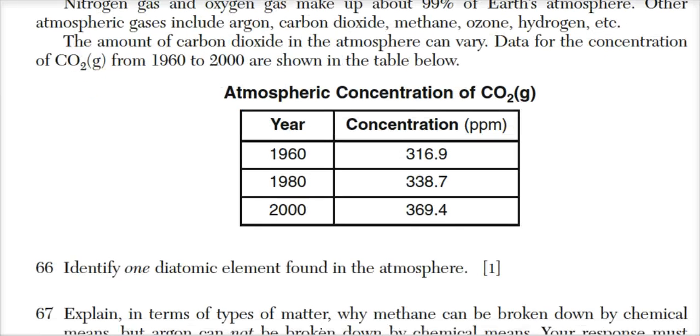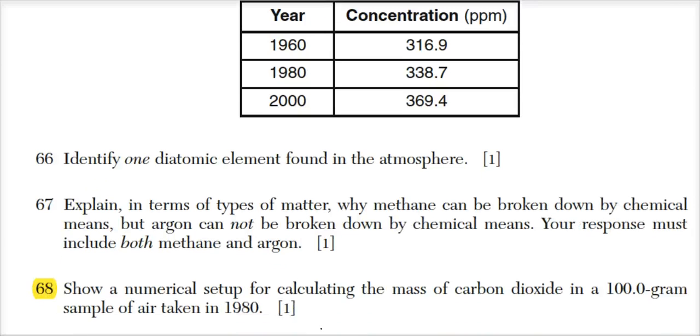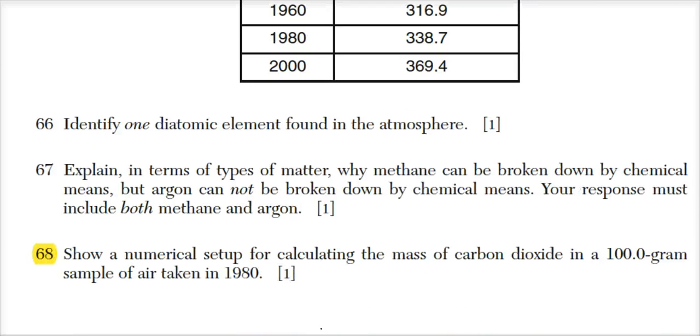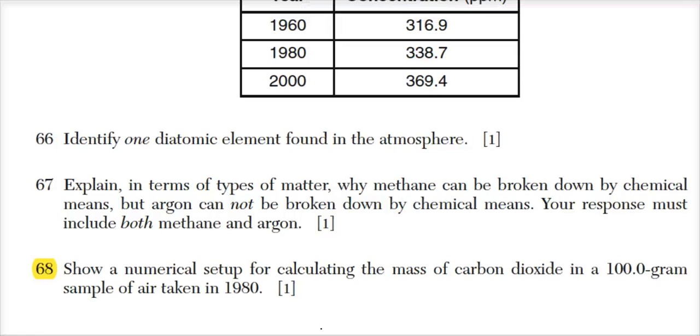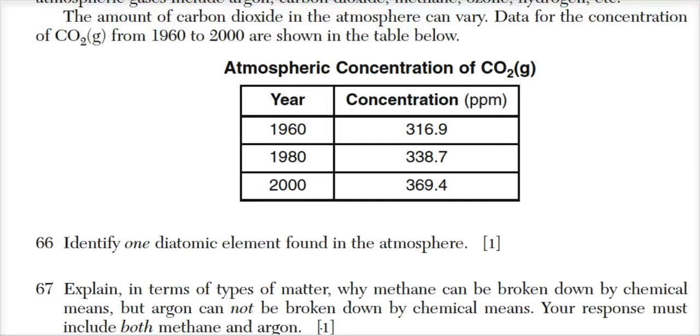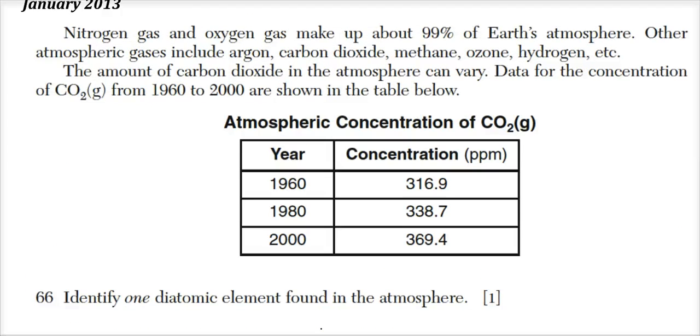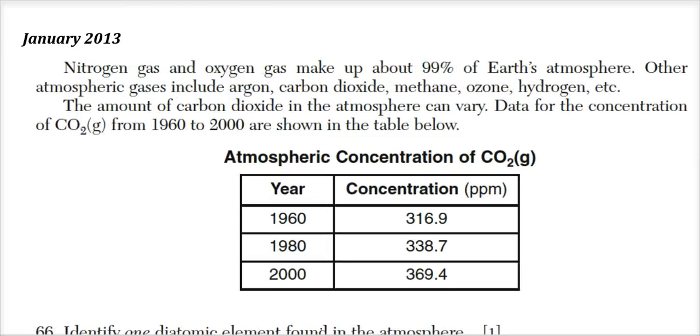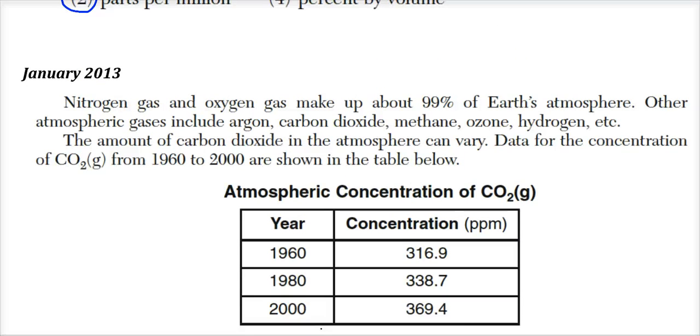Concentration of CO2. Look at our question here, 68. They want a setup for calculating the mass of carbon dioxide in a 100-gram sample of air in 1980. So in 1980, we have a concentration of 338.7. So if we go to Table T, our parts per million formula is ppm equals the part that we're talking about, mass of the solute, over the mass of the solution, total, times 10 to the 6, fancy way of saying 1,000,000.